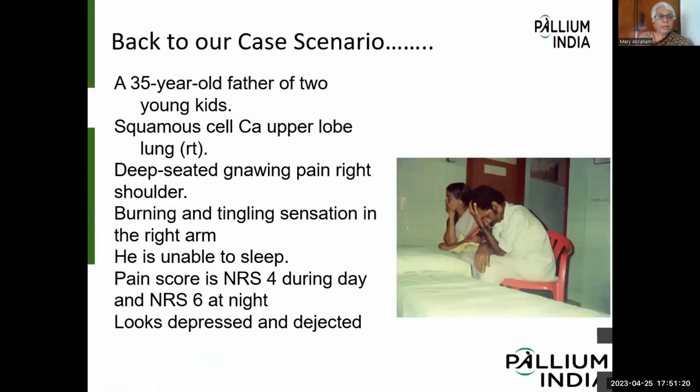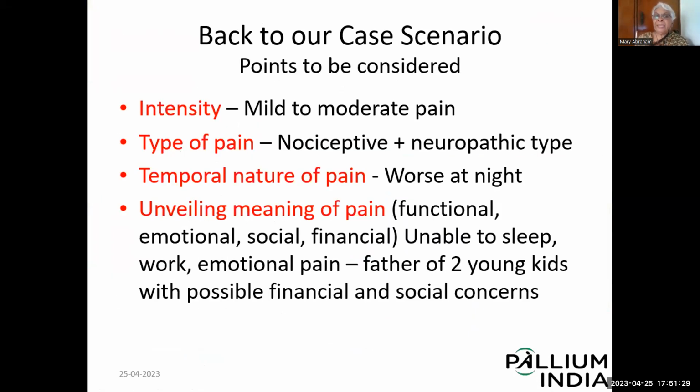Now, coming back to our case scenario. Here we had this patient, which we had already explained in the beginning. So how do we treat this gentleman? Now his pain intensity-wise was only mild to moderate. The type of pain, he had both nociceptive and neuropathic pain, right? Because the pain was radiating down his arm, which was burning and so on.